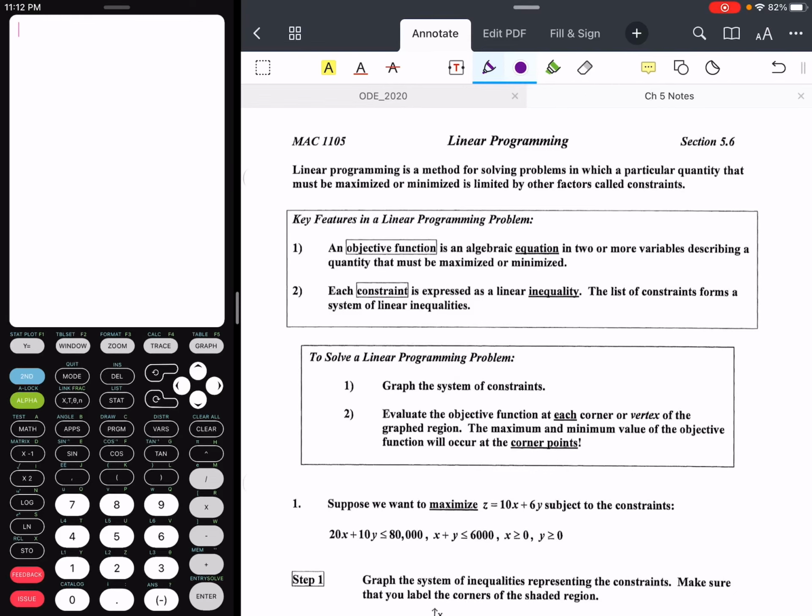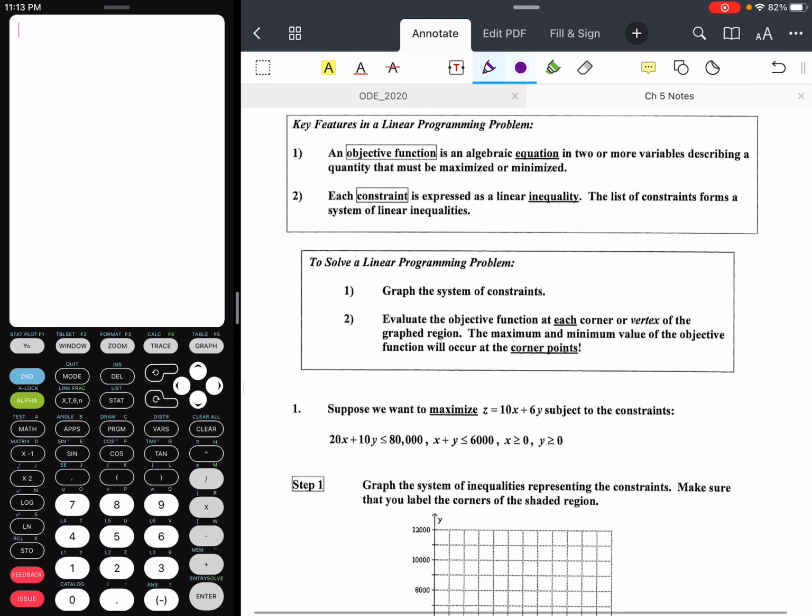about linear programming, which is a method for solving problems where a particular quantity must be maximized or minimized, but it's subject to certain constraints. So we've got a couple of features of these linear programming problems. One is what's called an objective function. And the way you can recognize that is it's your equation. And your objective function problems will either be maximized or minimized.